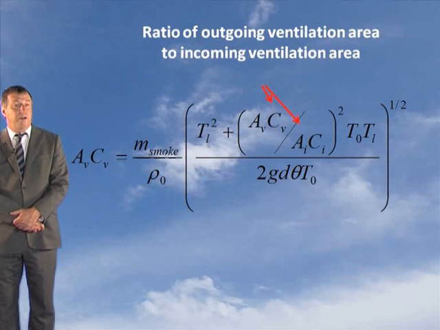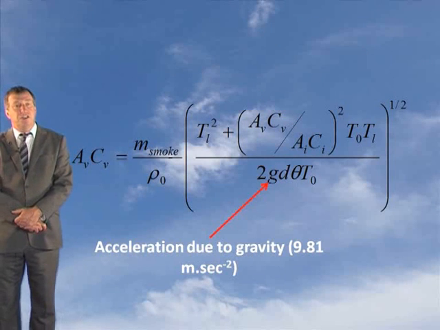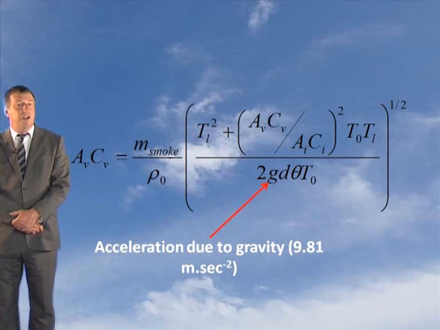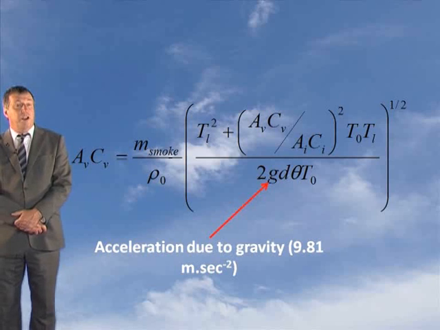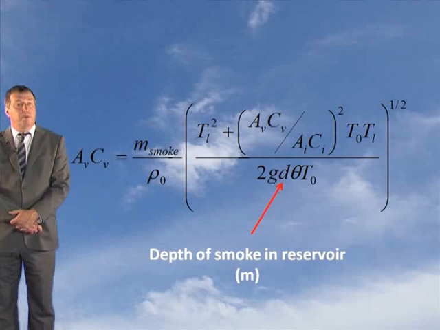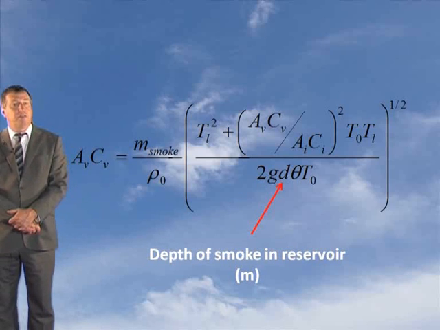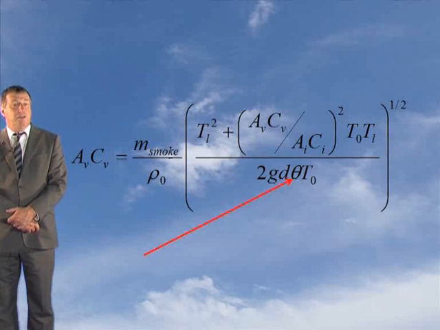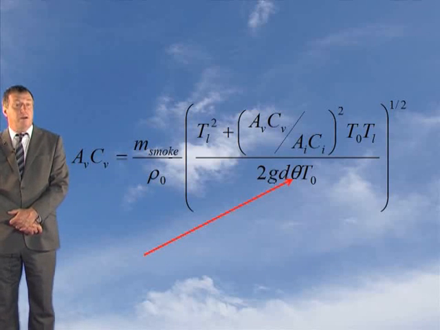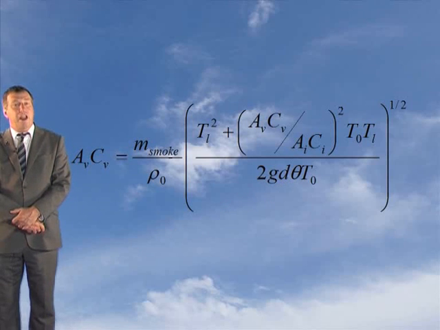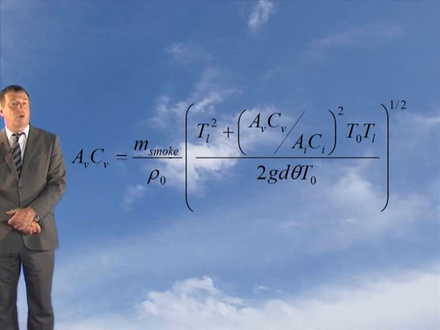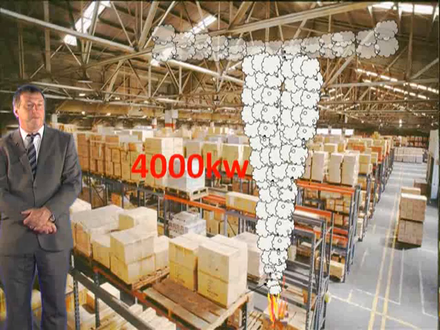Going back to our equation, g equals the acceleration due to gravity in metres per second per second. This is taken as 9.81. d is the depth of smoke beneath the centre line of the ventilators. Theta is the temperature rise in the smoke layer above ambient. This formula, as you can see, gives a figure for the aerodynamic free area of ventilation that is required in each reservoir. Now let's do an example using this formula.